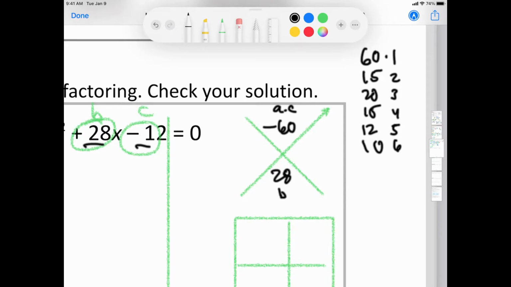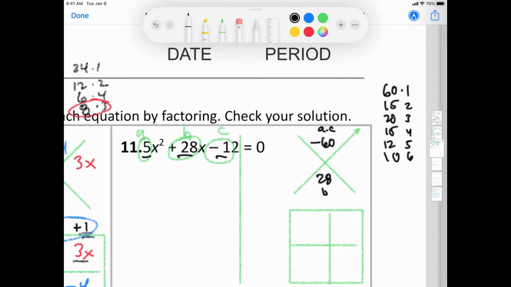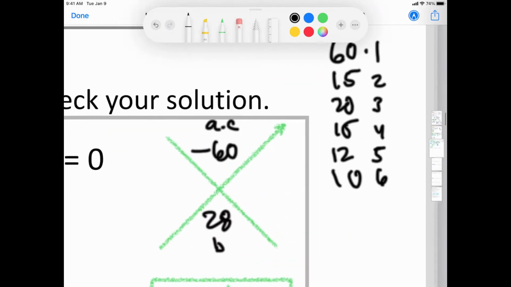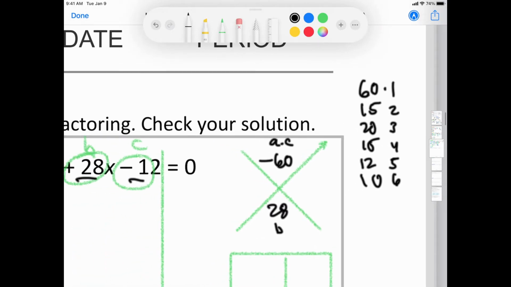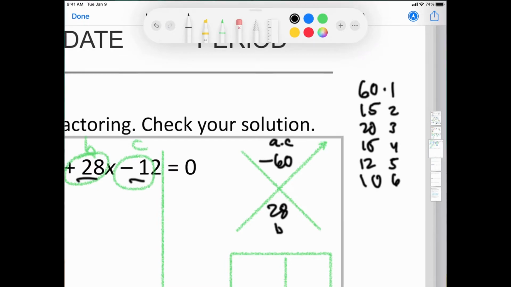Did we miss anything? I'm missing something. All right, I'm going to show you my trick. Let's see if this works.